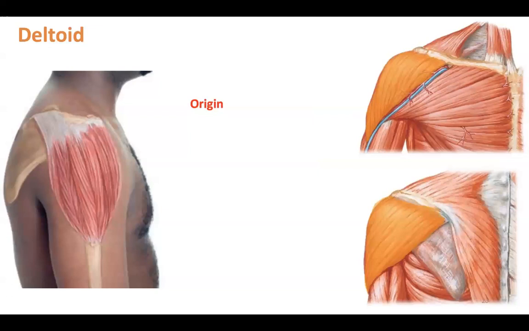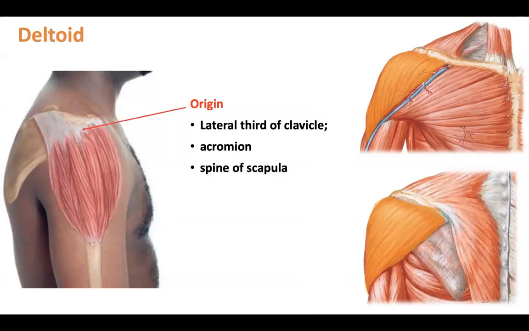First, let's see the origin of deltoid. Deltoid originates from the lateral third of clavicle, from the acromion process of the scapula, and from the spine of the scapula. So it wraps around the shoulder joint. The part that originates from clavicle is the anterior part, known as the clavicular part. The part that originates from the acromion forms the middle part, known as the acromial part. And the part that originates from the spine is known as the spinal part, or the posterior part.